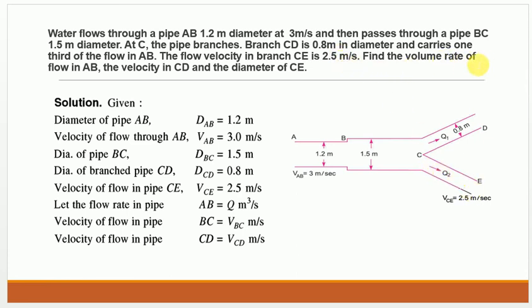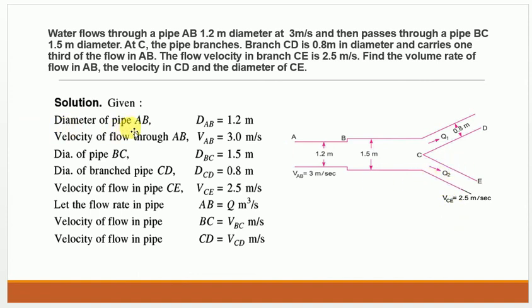Find the volume flow rate of the flow in AB. Volume flow rate, flow rate, everything denotes the discharge, which is equal to Q. So we're going to find the volume flow rate in section AB, the velocity in CD, and the diameter of the pipe CE. So what will be the diameter of the pipe CE?